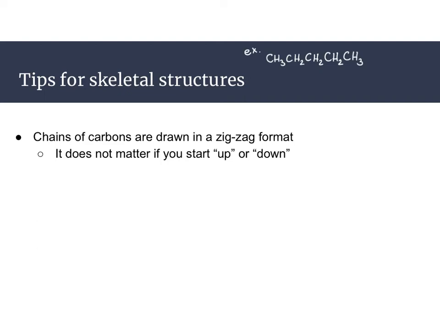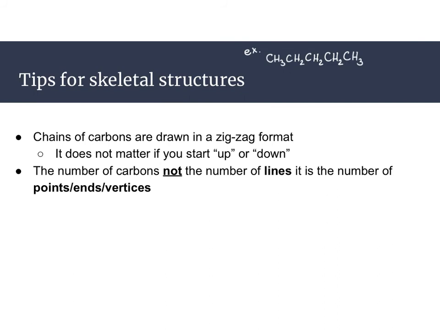Chains of carbons are always drawn in a zigzag format. The only exception is that triple bond. It doesn't matter if you start by zigging up or zagging down, none of that matters, okay? The number of carbons is not the number of lines that you draw, but it's the number of endpoints or vertices that you have. Okay, now that's critical.